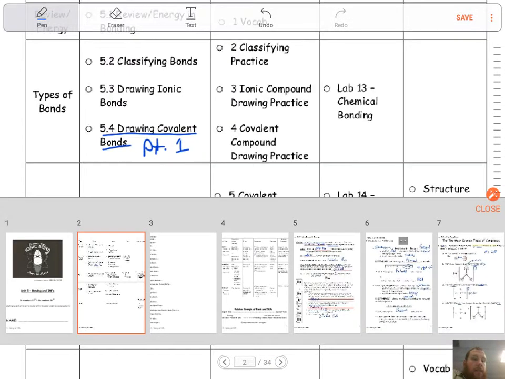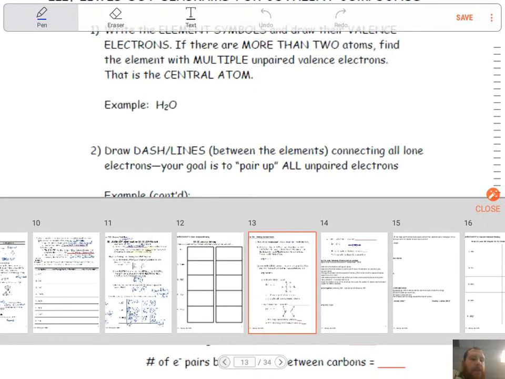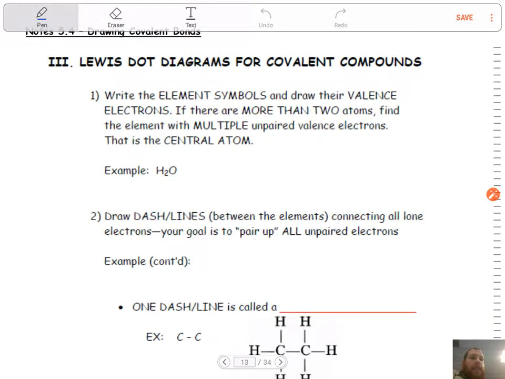We're going to be starting on page 13. All right, page 13. So just some brief basic things, then we'll get into the more specifics. Lewis dot diagrams for covalent compounds are going to be similar to ionic, but they're going to be different at the same time.